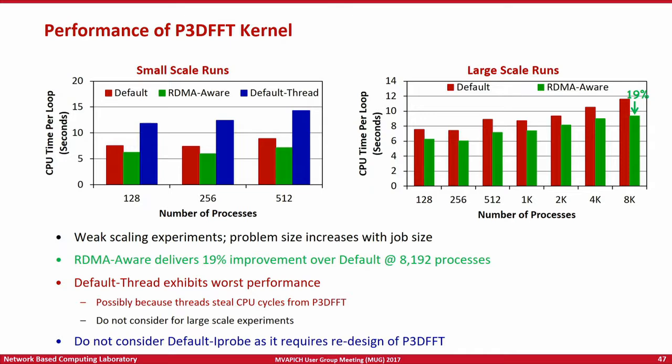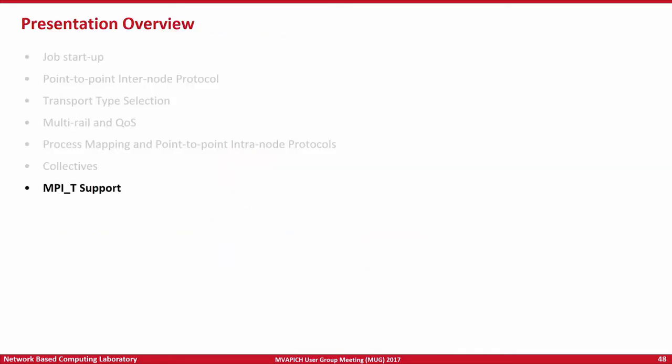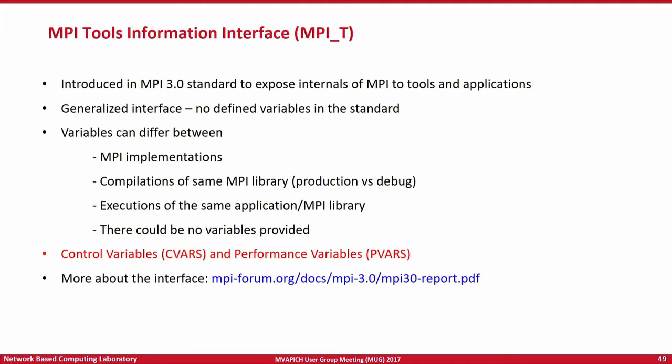Now, moving on to MPI-T support, which I mentioned earlier. The MPI tools interface was introduced in the MPI-3 standard to expose the internals of how MPI works to performance monitoring and analysis tools. There are different kinds of variables associated with the MPI tools interface. One is called control variables, or CVARs, and the other is called performance variables, or PVARs. Performance variables tell you what is happening inside the MPI library, and control variables allow you to potentially modify some behavior of the MPI library.